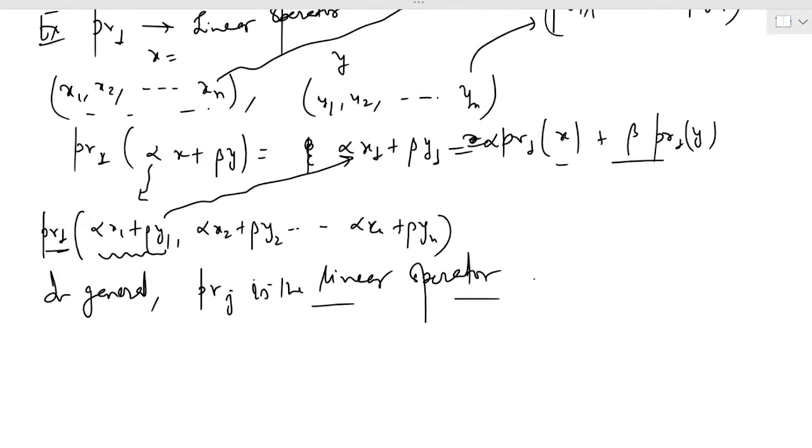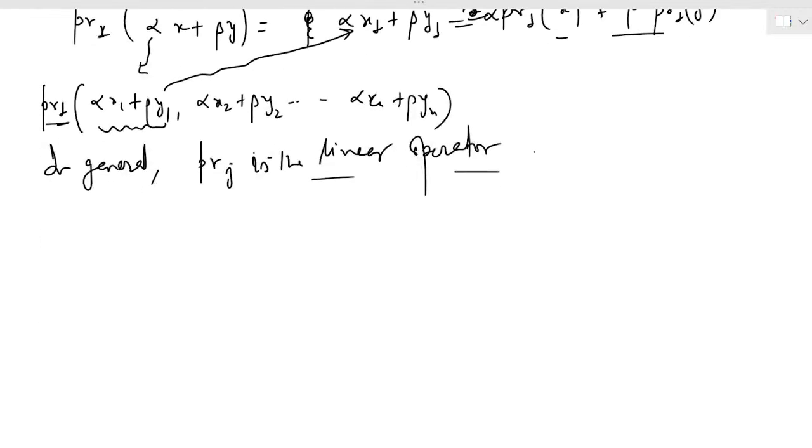Is that clear or not clear? Is that clear? Please let me know if that is clear. If it's not clear, then please write that it's not clear. At least I will not go further then.